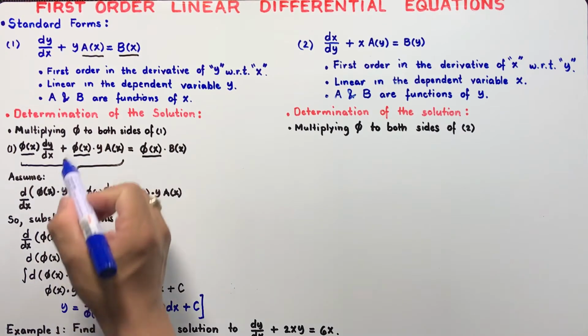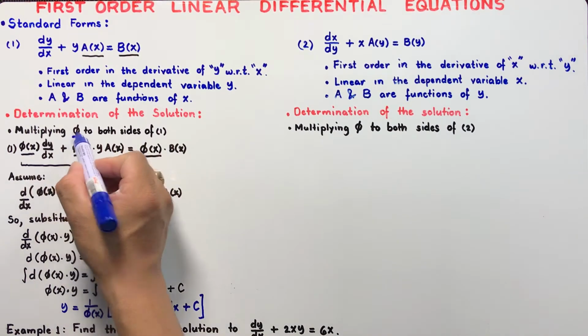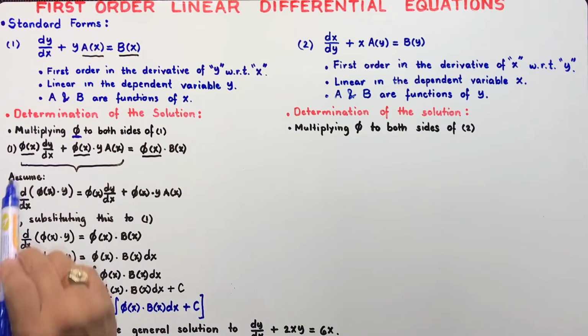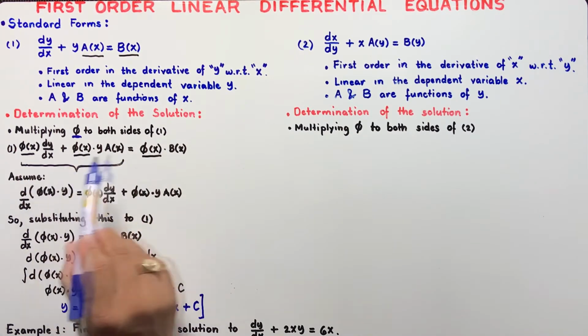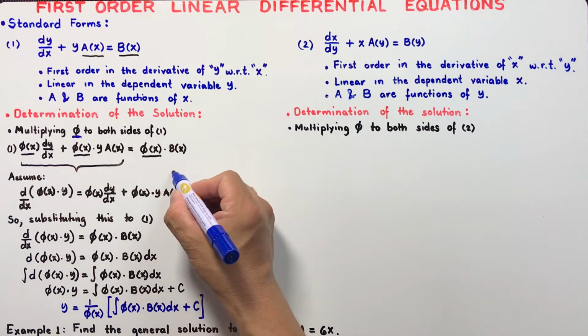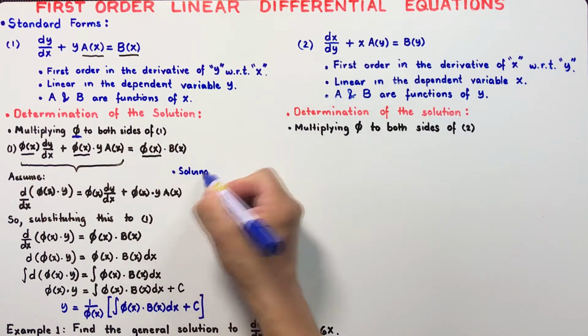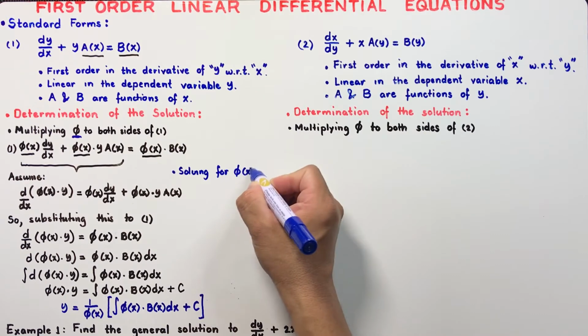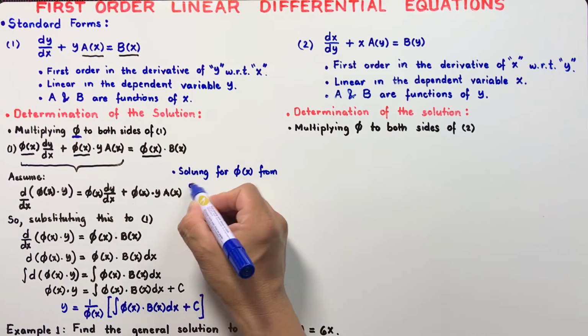So the problem here is to find this phi function such that when multiplied to both sides of the equation, this is the solution. So now we need to solve for phi of x from our assumption.